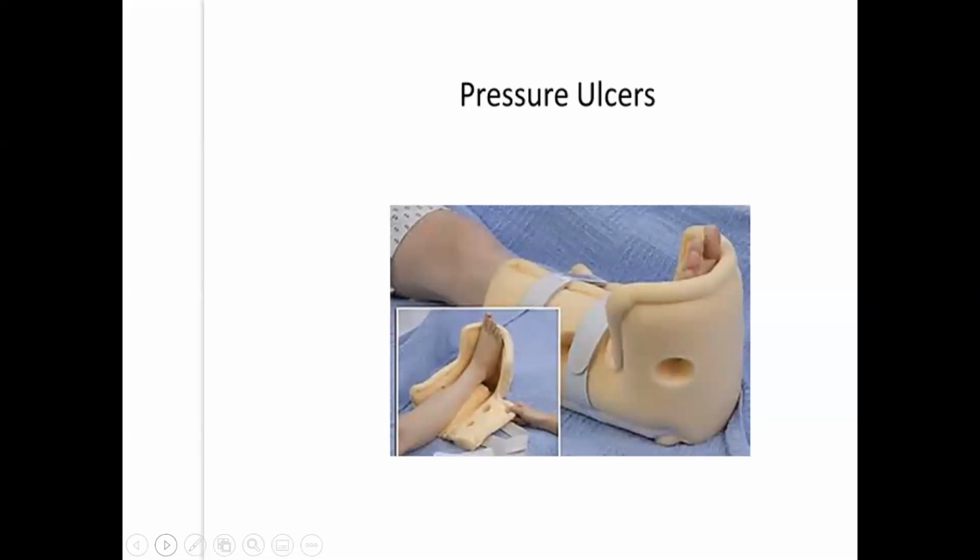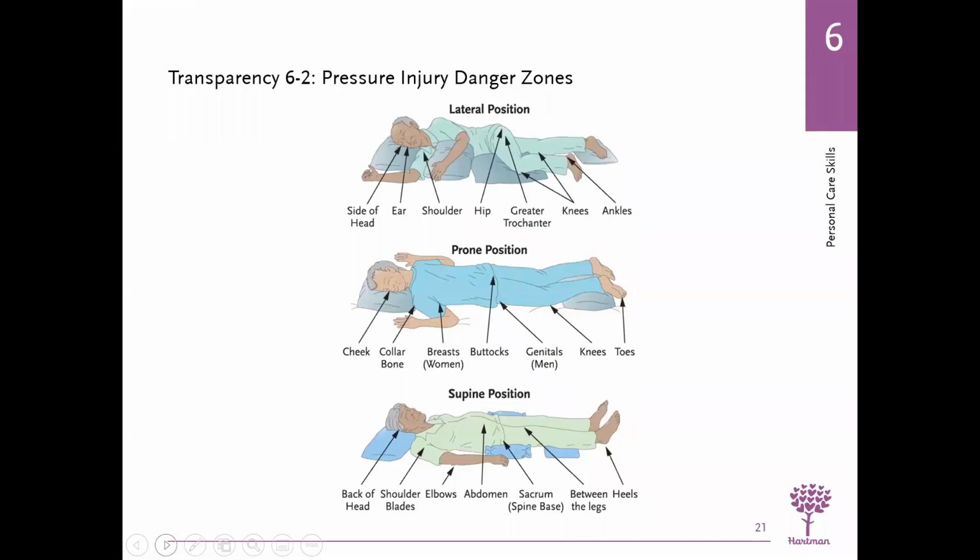These are items that we use to help float the heels. What does that mean? To provide cushion for the heels so that the heels are not laying on the bed, being a product of friction or shearing. So as you see here, positioning is very important. But when you are positioning your resident, you have to make sure that you are protecting those areas that are at high risk for breaking down.